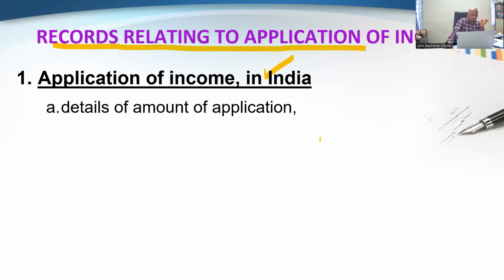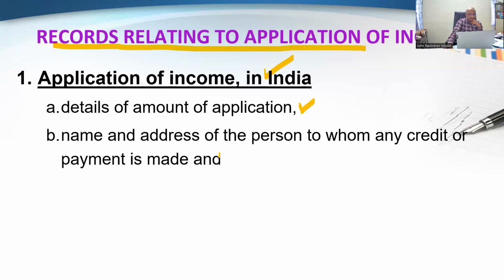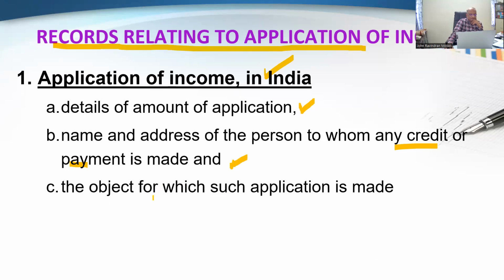So what should the records contain? It should have details of the amount of application, the name and address of the person to whom payment or any credit is made. You'll have to keep that in the register, and mention that. And then the object for which such application is made.